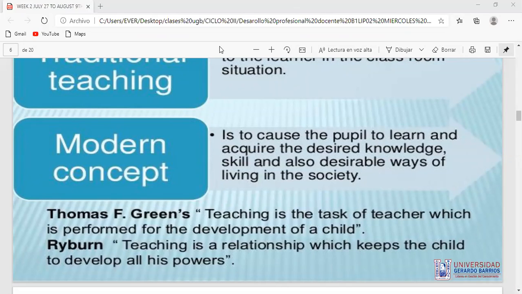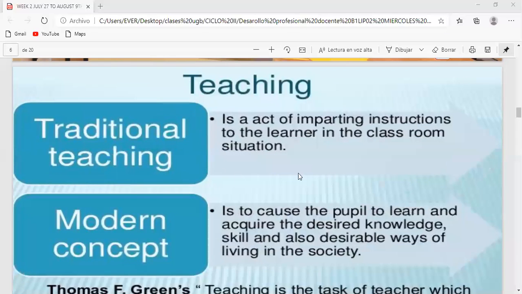Thank you very much. So in the traditional part, we have this concept: it's an act of imparting instructions to the learner in the classroom situation. So traditional teaching is basically, okay, I am the teacher, I'm here and I'm going to teach my class. And I start talking and talking. Okay, guys, we're going to write an essay of 400 words about what I'm saying. That's not teaching.